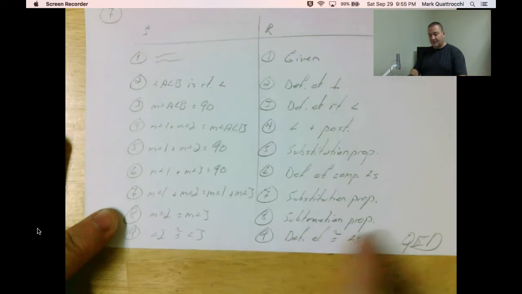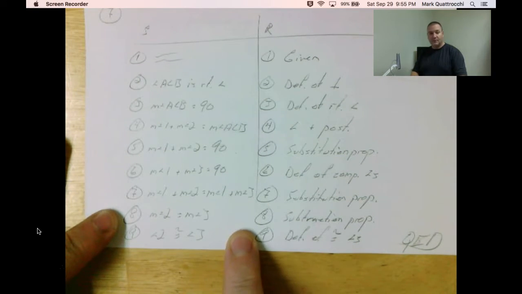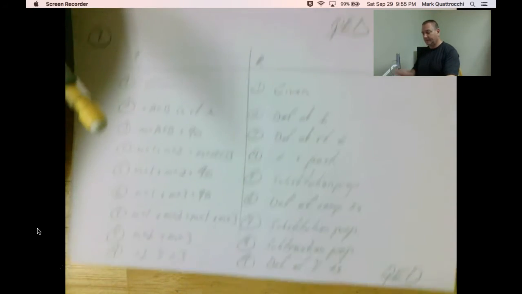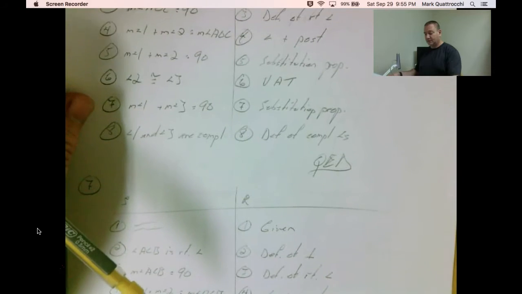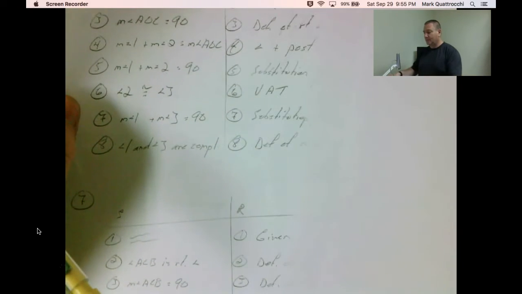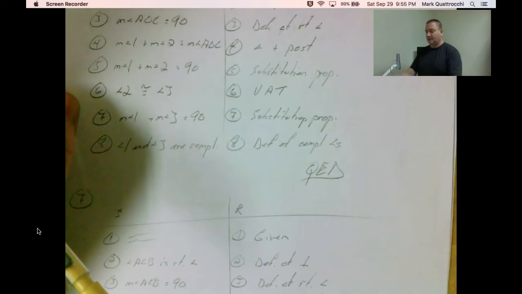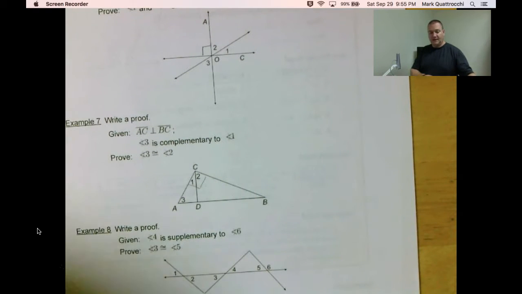This last part here is the proof for the congruent complements theorem. So I ended up doing more work than I needed to by doing it this way. That's okay. It wasn't wrong, it just was longer. Okay, back to example 8.